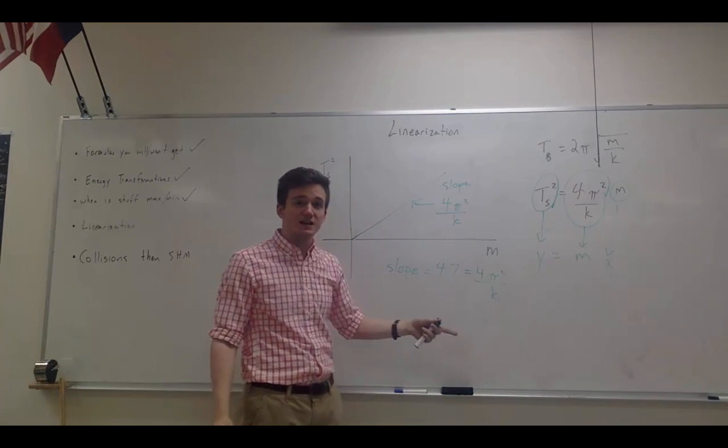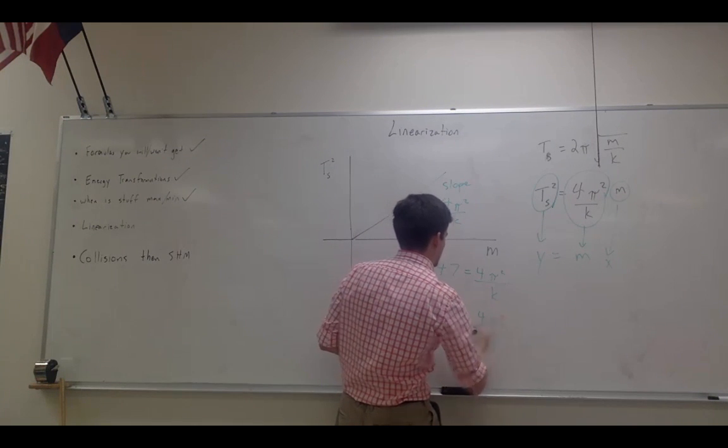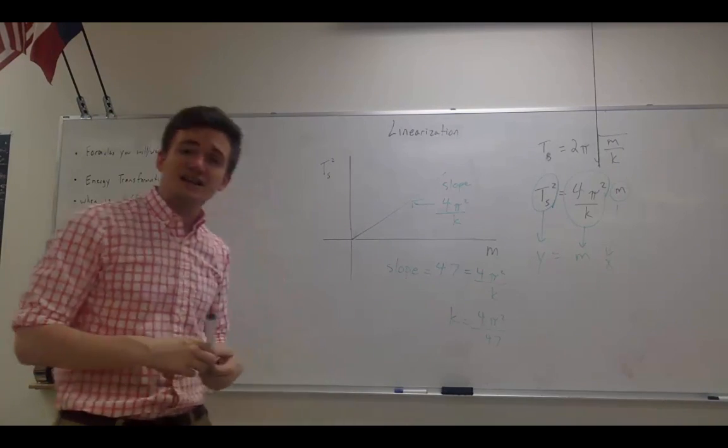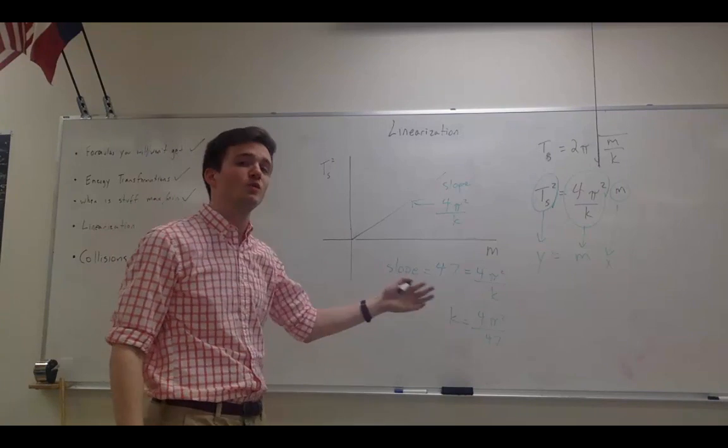I have an equation that can give us k. Do a little bit of algebra switcheroo. K equals 4 pi squared over 47. Punch that into your calculator. That's going to give you k. Whatever value you get, that's a spring constant. That's when you're actually done with the problem.